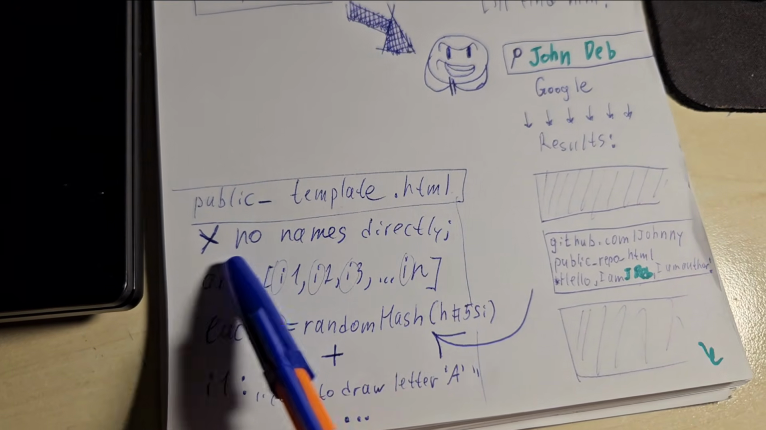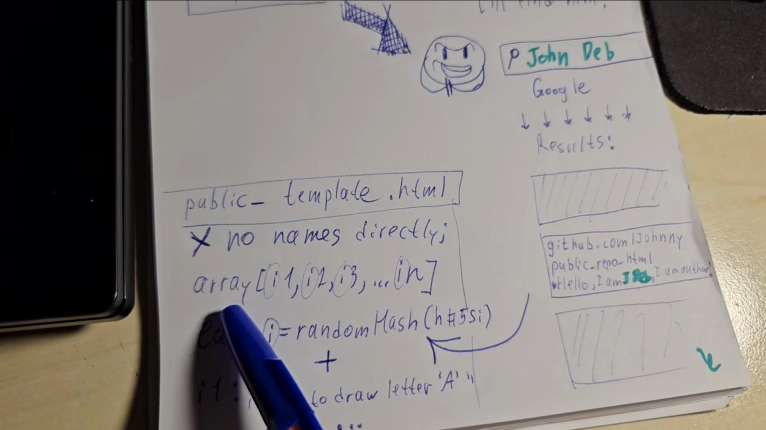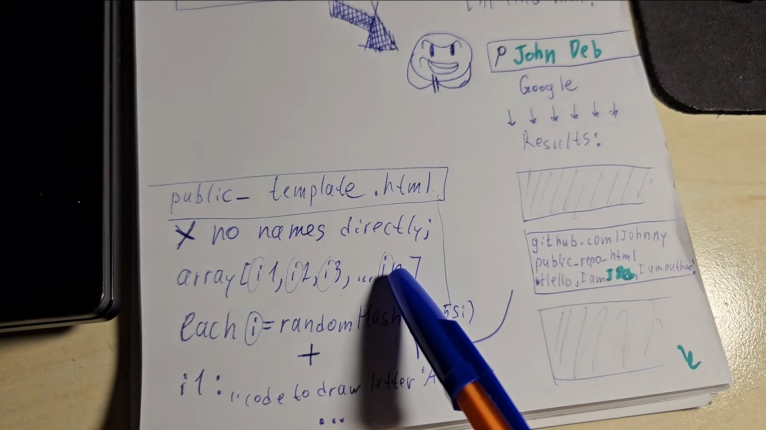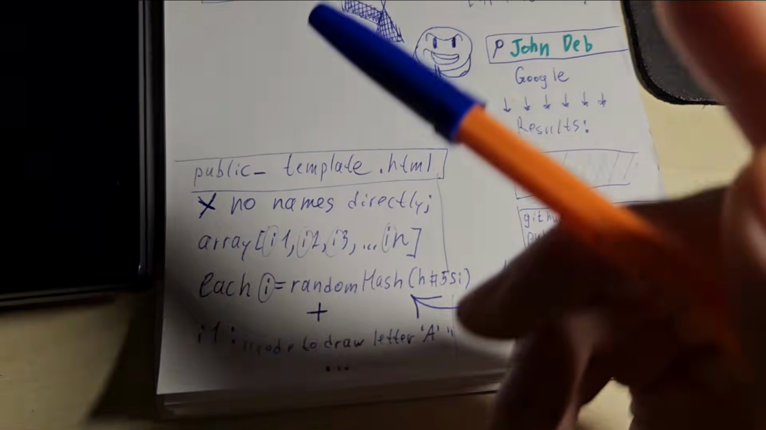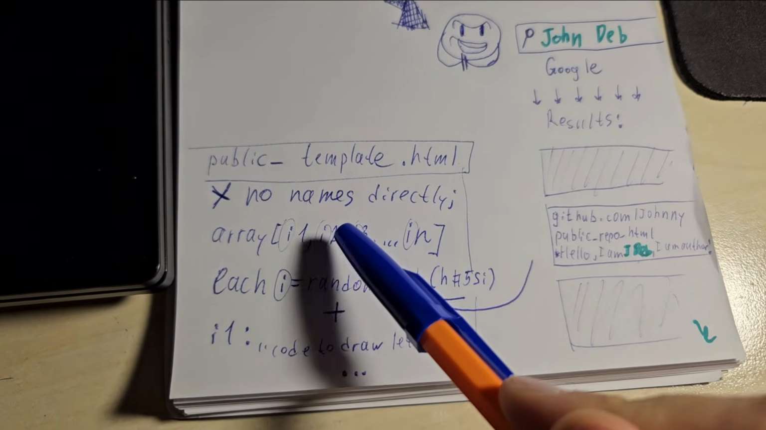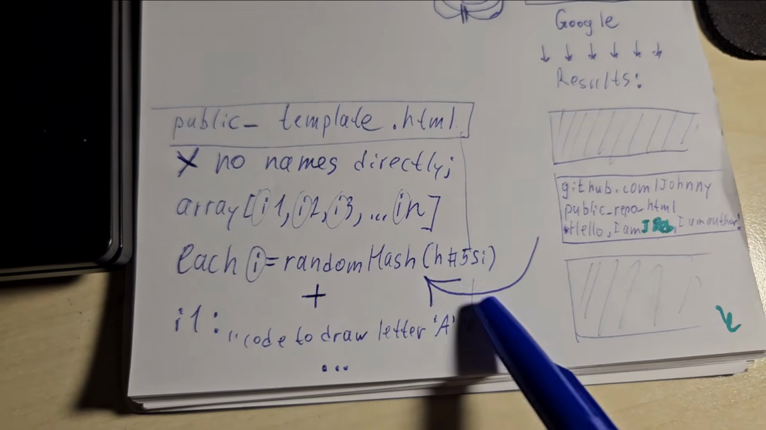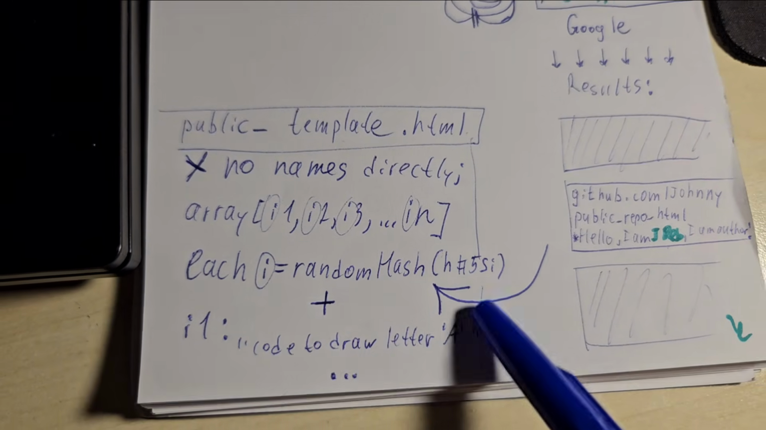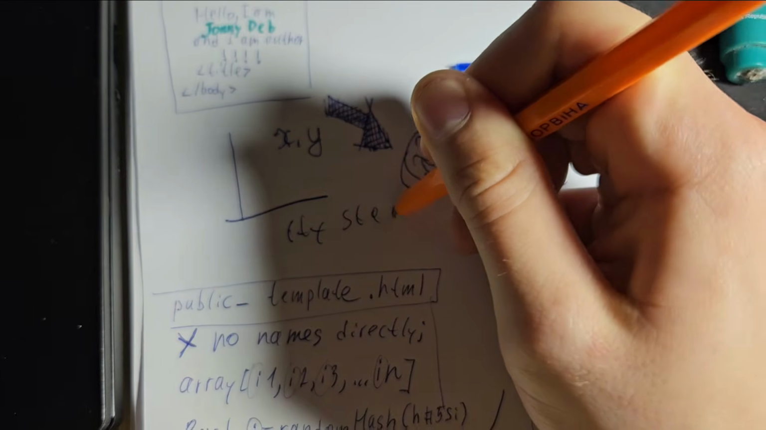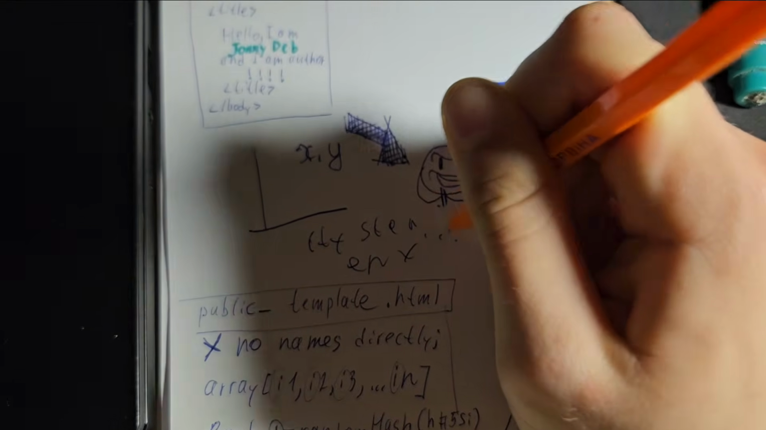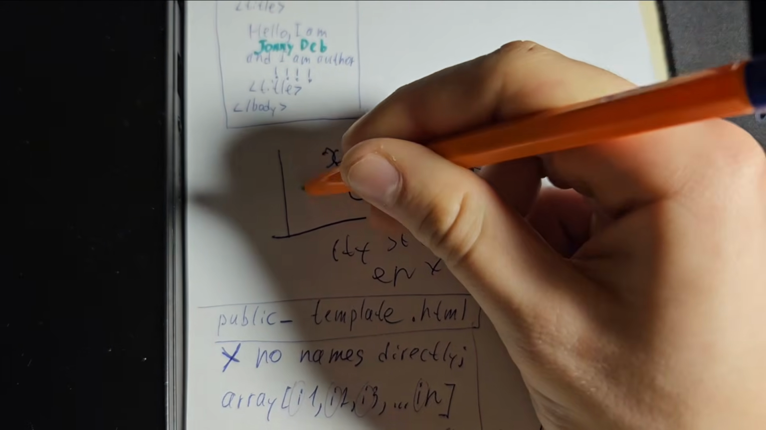No names included in this template. I constitute an array of indexes, and each index is a random hash itself. Moreover, these indexes are bound to the letters that are drawn by code, by CTX canvas. Canvas draws by coordinate: start position X, end position X, a bunch of numbers. You know, it draws letter U by the coordinates.